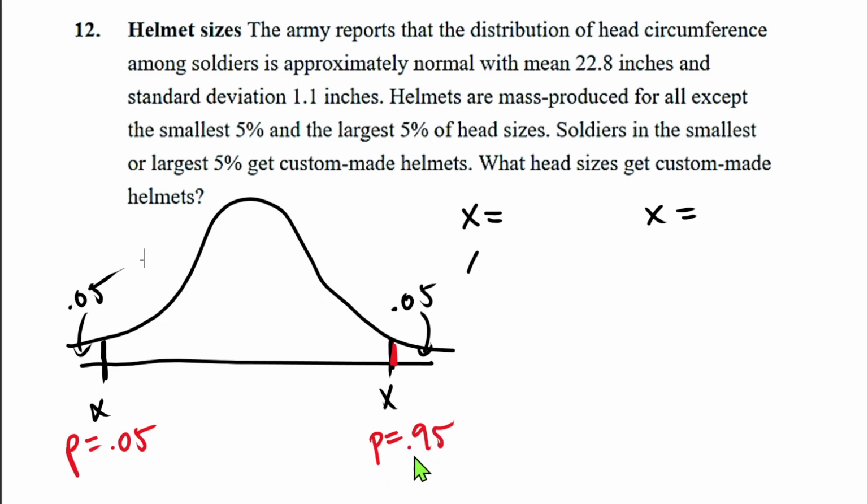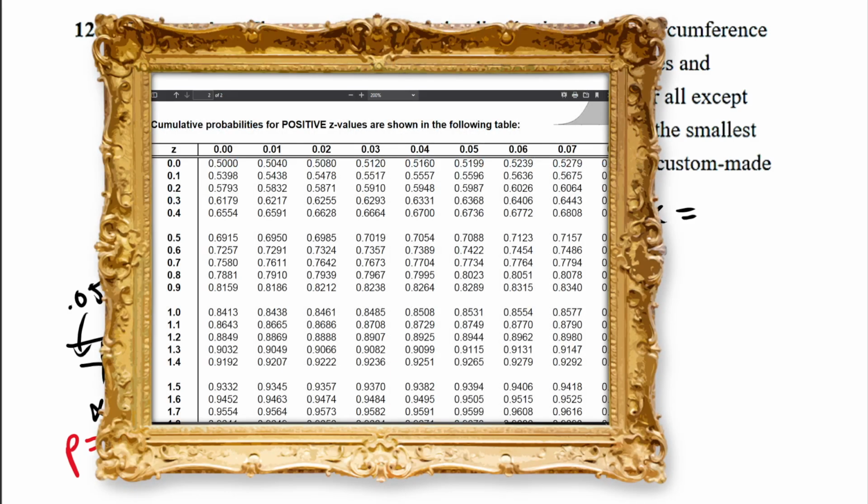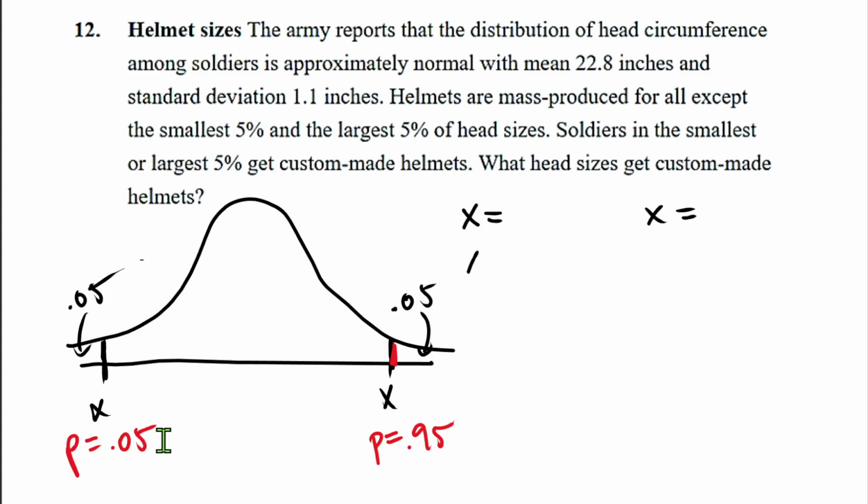Those are percentages. We can look backwards and find z-scores and then solve for each one, and it'll be very similar. So you're going to look for 0.95 on the standard normal table, and you're going to find the z-score, and then you're going to find the x value for that z-score, and you're going to do the same for the 0.05.